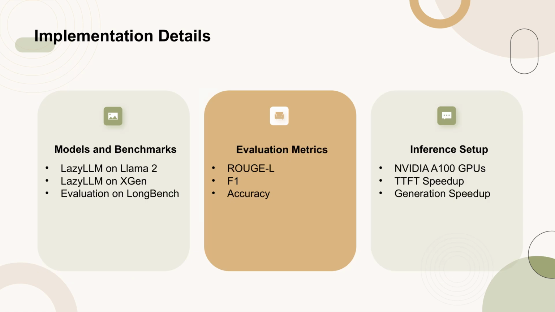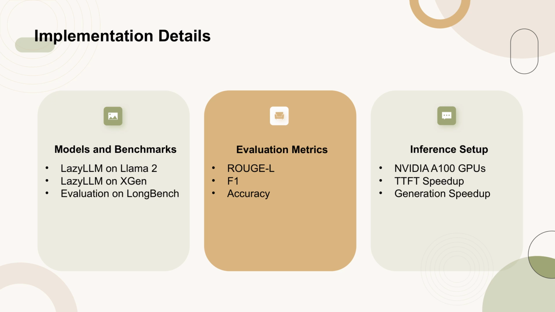In this section, we discuss the implementation details of LazyLLM. LazyLLM is implemented on two models, Llama 2 and XGen. The evaluation is conducted on the LongBench benchmark, which includes multiple datasets across various tasks. Each task is evaluated using different metrics such as ROUGE-L, F1, and accuracy. For inference, all experiments are performed on NVIDIA A100 GPUs.